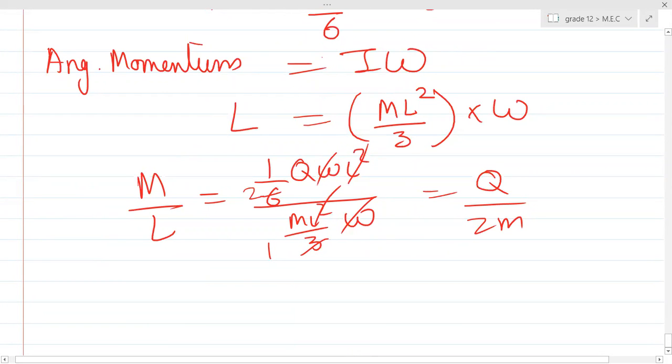Are you getting my point, guys? So can you see, for any symmetric charge distribution which is rotating with a constant angular velocity, the ratio of magnetic moment to the angular momentum is always q by 2. Yes or no? Is this clear?